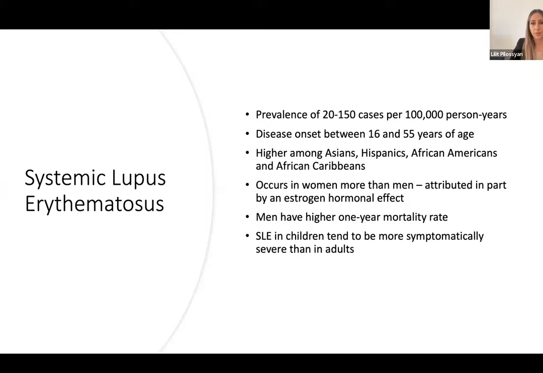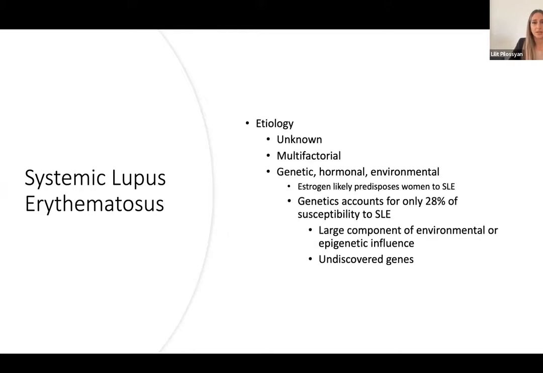And then, like we said before, it's attributed to an estrogen hormonal effect. Men, however, when they do get the disease, have a more severe manifestation of the disease. They have more major organ involvement and a higher one-year mortality rate. And unfortunately, lupus in children tends to be more symptomatically severe than in adults.